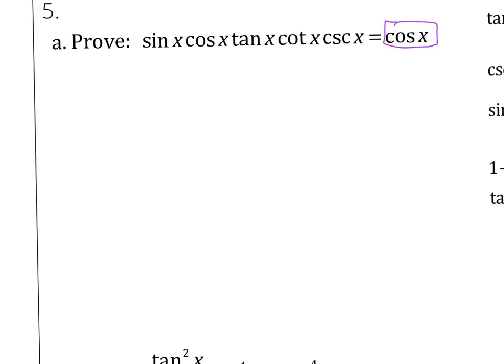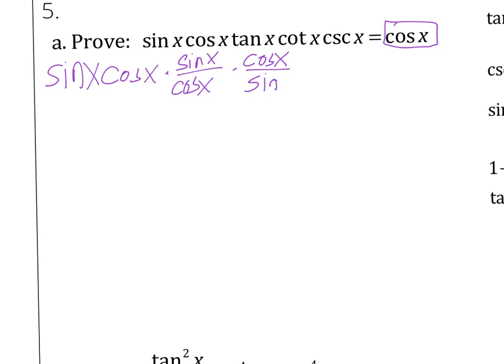Okay, so sine x is already set up. I don't need to convert that. Cosine x is already converted, so I'm going to write that as cosine x. Tangent of x I'm going to write as sine x over cosine x. Cotangent of x I'm going to write as cosine x over sine x. Cosecant of x I'm going to write as 1 over sine x. And because we're dealing with fractions, I'm going to write these guys over 1.